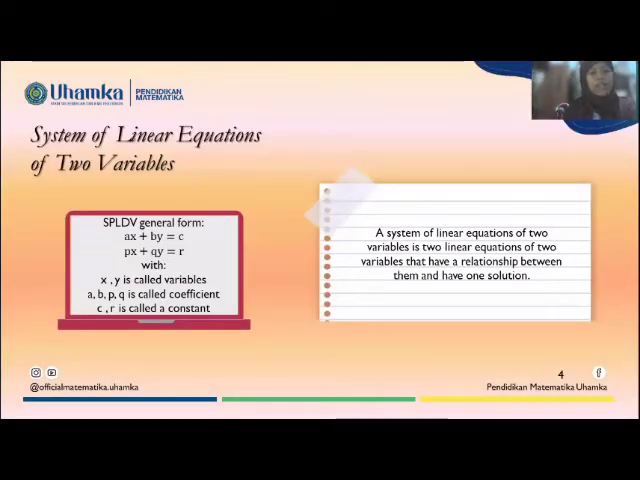The second, we will discuss the definition of a system of linear equations of two variables. A system of linear equations of two variables is two linear equations of two variables that have a relationship between them and have one solution. As the PLDV general form, the first equation is ax plus by equals c. The second equation is px plus qy equals r, where x and y are called variables, a, b, p, q are called coefficients, and c and r are called constants.